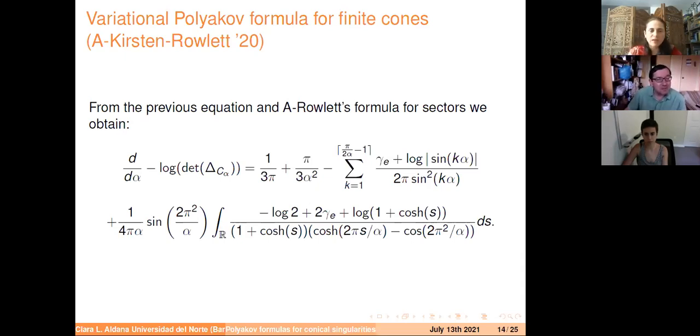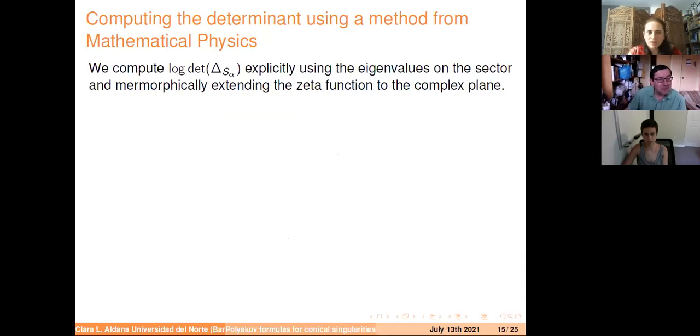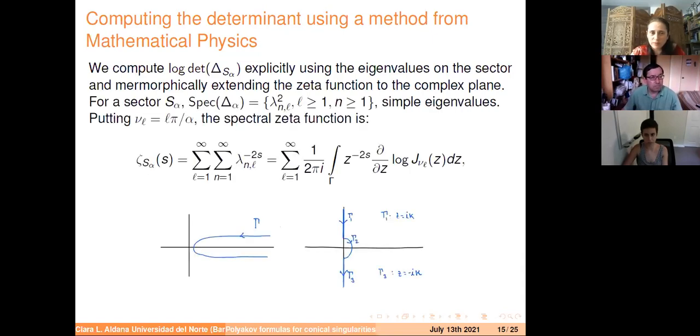Okay, perfect. So to finish, let me show how we can compute the log of the determinant directly from the spectral zeta function using a method of mathematical physics. So the idea here is to do the meromorphic continuation, but we are not going to use the heat kernel, but we are going to use another method.